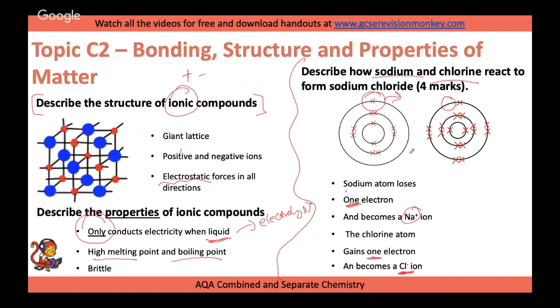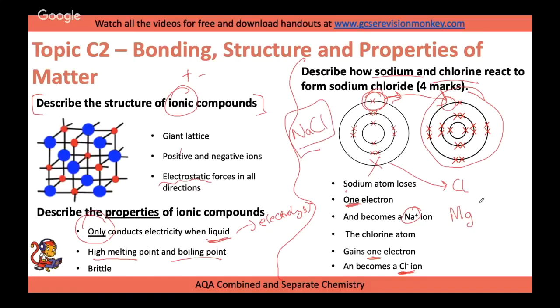Now, if it wasn't sodium, let's say it was magnesium that has 2 electrons in its outer shell. In this case, you'd need 2 chlorines because 1 electron would go there and it would be full up. So you'd need another chlorine in order for it to react. So in the first example, we just had 1 Na and 1 Cl, so that would be the formula. But in this case, we would need 1 Mg and 2 Cls, so that would be the formula. So do look out to see how many electrons they've got to give and how many electrons they need.